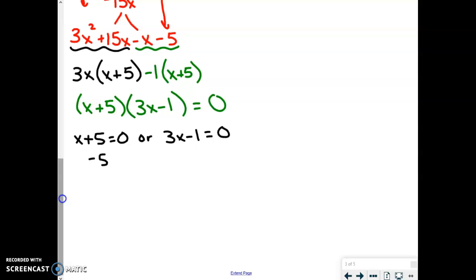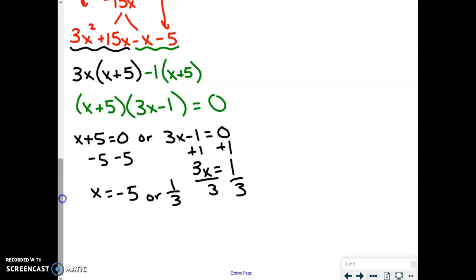Here we subtract 5 from both sides to get x equals negative 5. Over here we'd add 1, which gives us 3x is equal to 1. And then we divide by 3, which would leave us with x equaling 1/3.